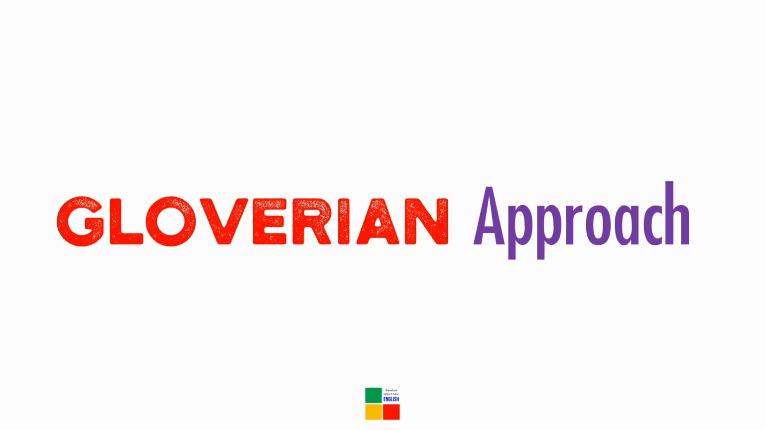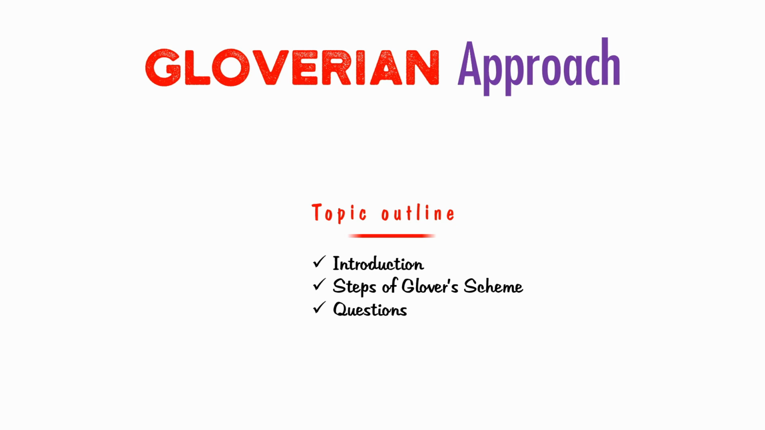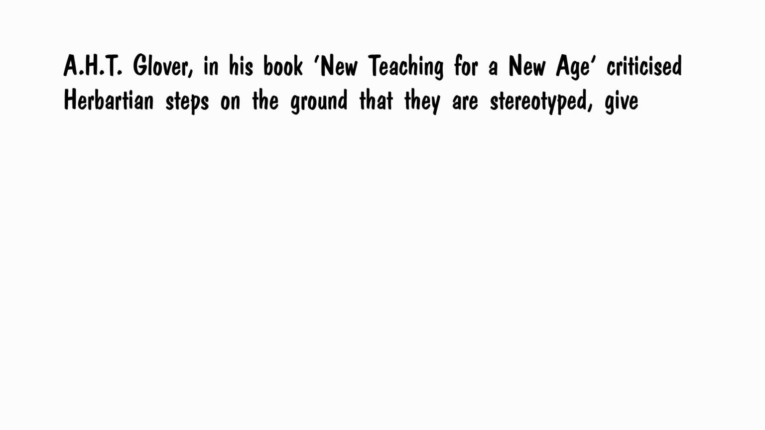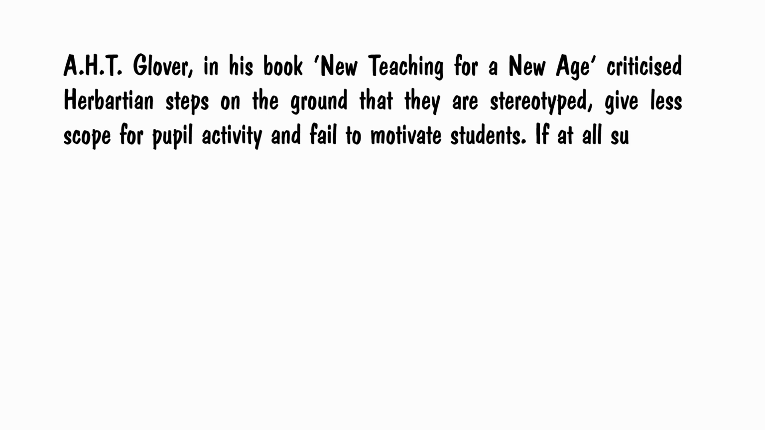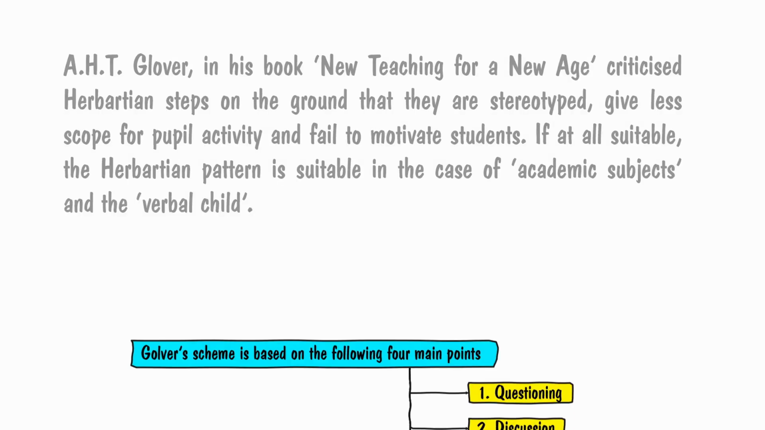In this tutorial, I am going to discuss the Gloverian approach. A.H.T. Glover, in his book New Teaching for a New Age, criticized the Herbartian steps on the ground that they are stereotyped, give less scope for pupil activity and fail to motivate students. If at all suitable, the Herbartian pattern is suitable in the case of academic subjects and the verbal child.